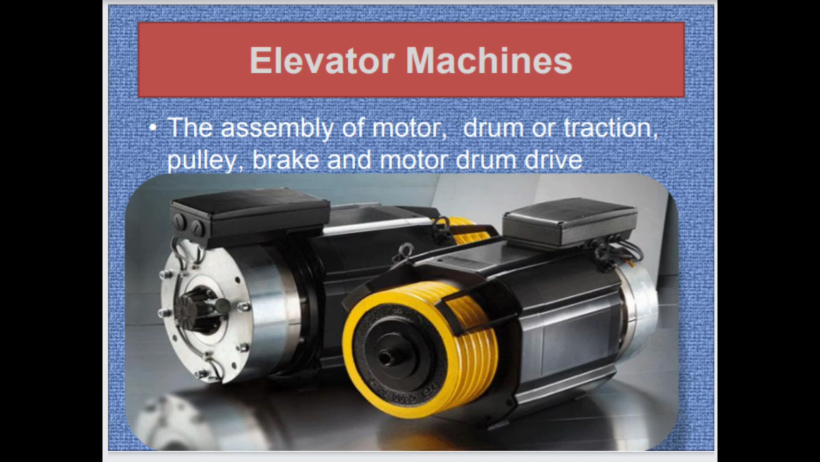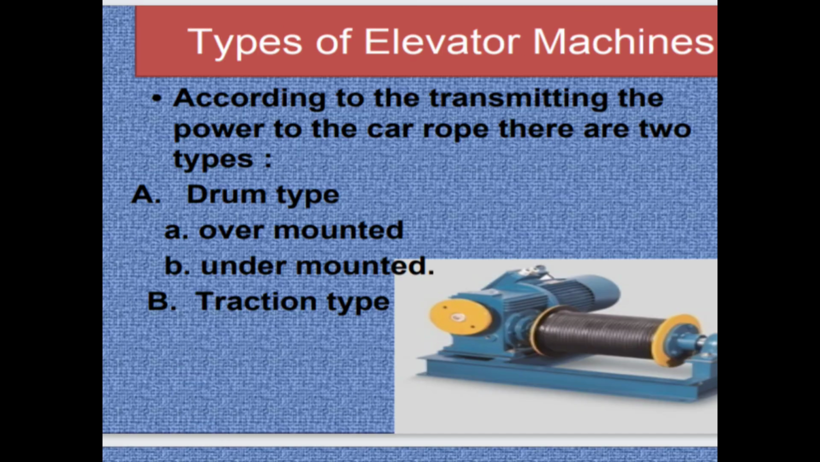Here see the next, the types of elevator machines. According to the transmitting of power to the car rope, there are two types. A, drum type, and B, traction type. Drum type is divided into two types: over mounted and under mounted. So types of elevator machines are two: first is drum type and second is traction type, and drum type is also categorized into over mounted and under mounted.